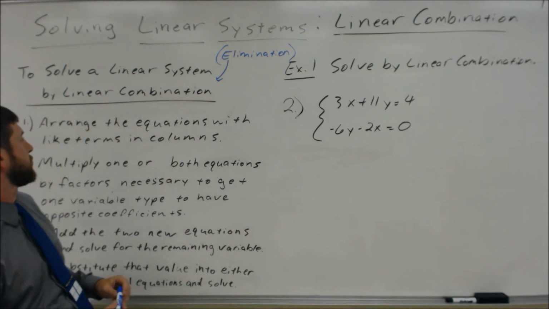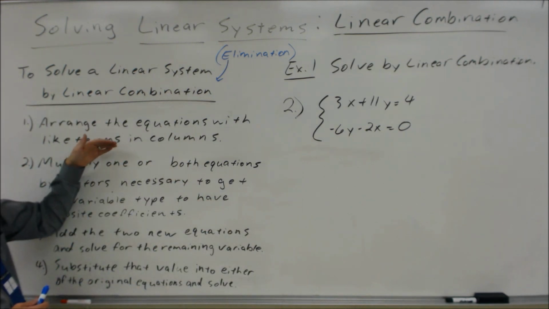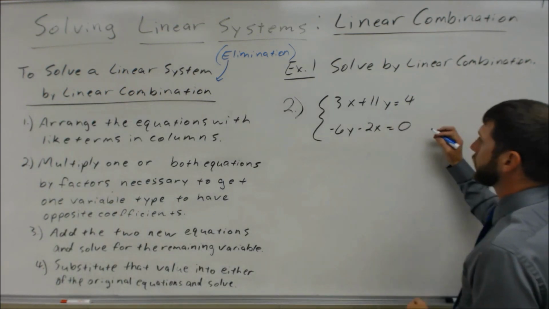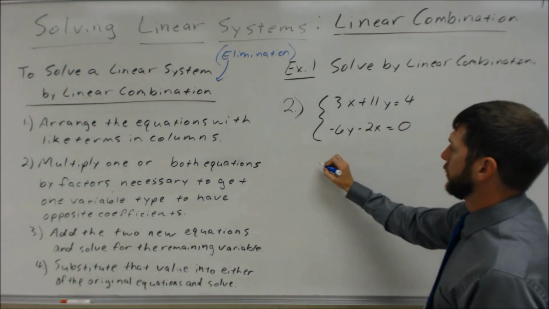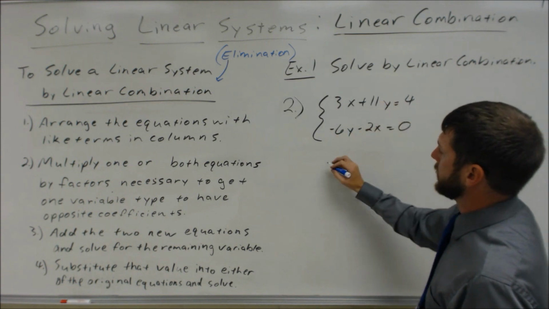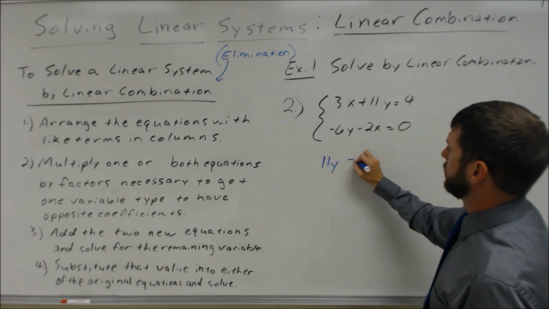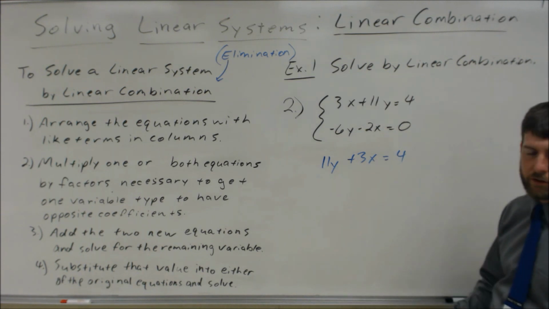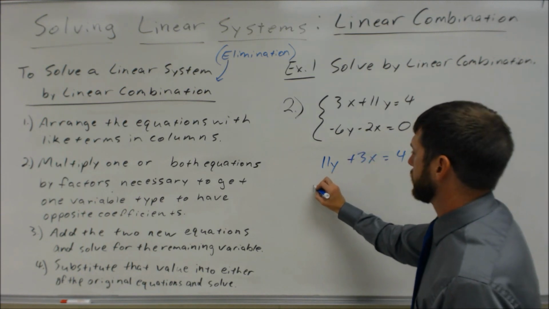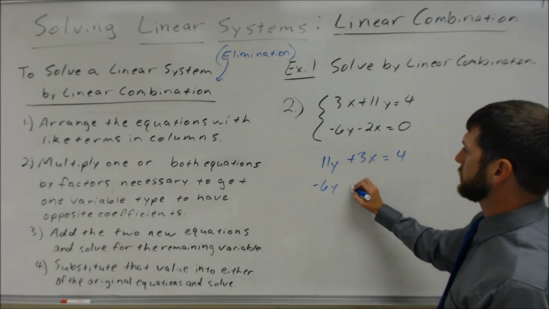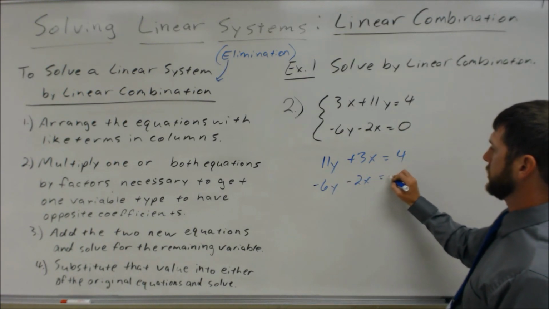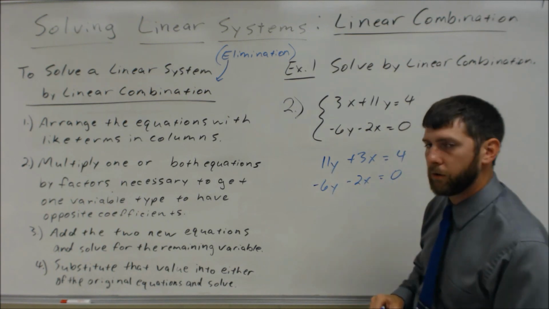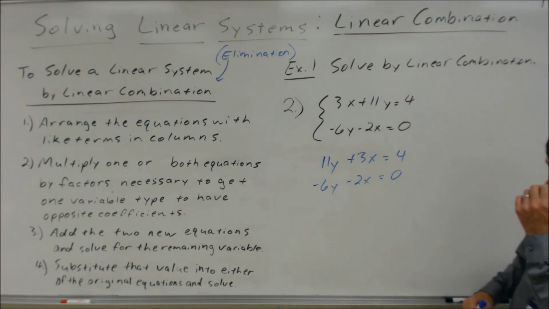Let's get the variables arranged in columns. So we'll get crazy this time. Ready? We're going to start with the y's. 11y plus 3x equals 4. There you go. I did y's first. All that matters is I do y's first on the second equation. Negative 6y minus 2x equals 0. Y's, x's, equals constants.